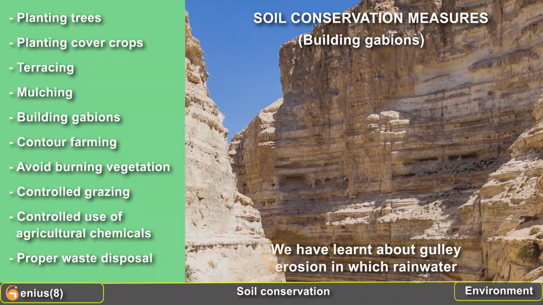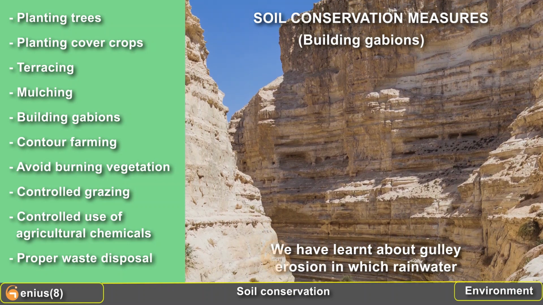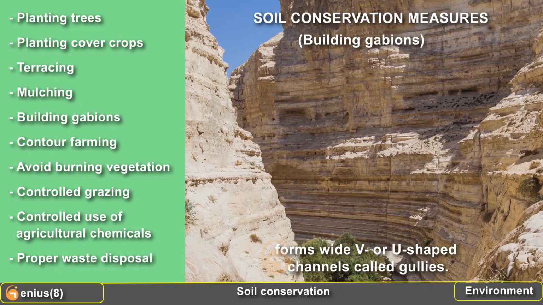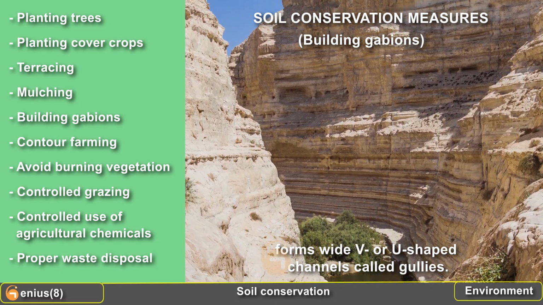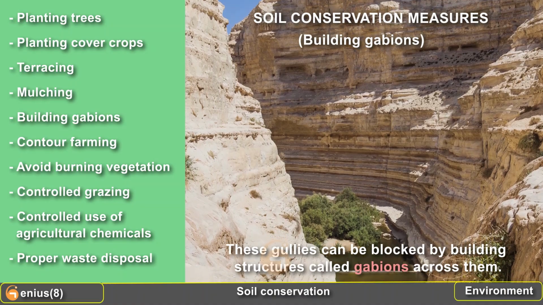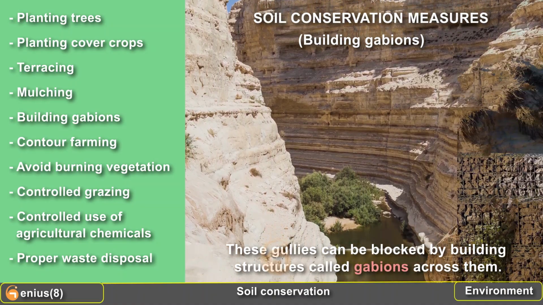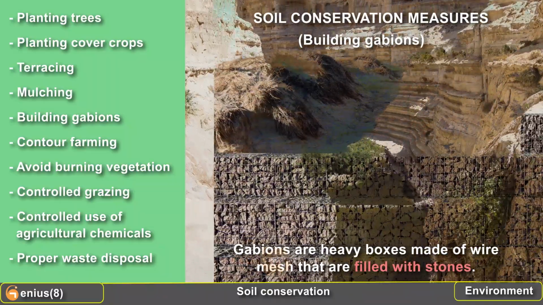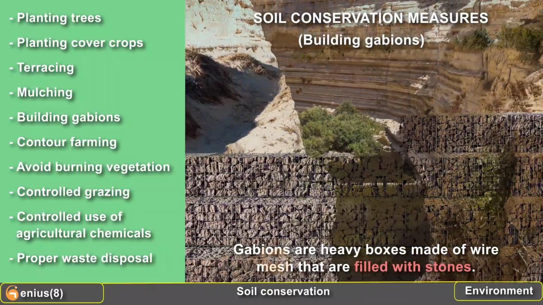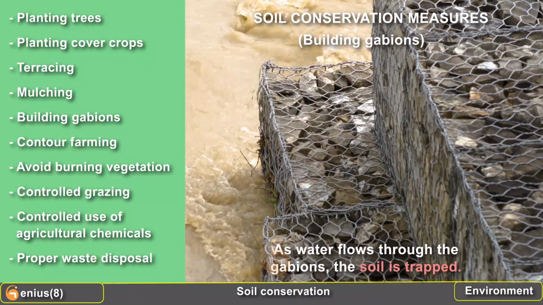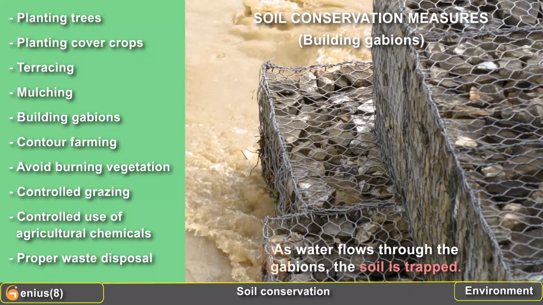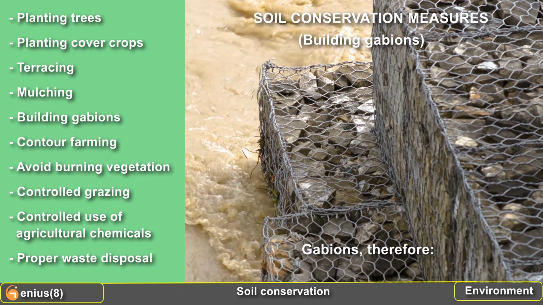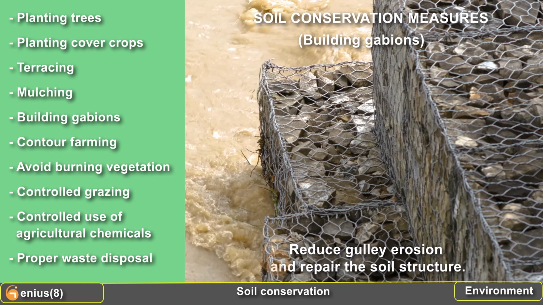Building gabions. We have learnt about gully erosion, in which rainwater forms wide V or U-shaped channels called gullies. These gullies can be blocked by building structures called gabions across them. Gabions are heavy boxes made of wire mesh that are filled with stones. As water flows through the gabions, the soil is trapped. Gabions, therefore, reduce gully erosion and repair the soil structure.